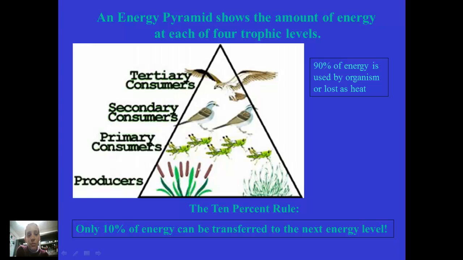So we start with producers, these plants. Only 10% of the energy produced by these plants is going to be transferred to the grasshoppers. Only 10% of the energy available in the grasshoppers will be then transferred to these birds. And only 10% of the energy in the birds is going to be transferred to this hawk. That is known as the 10% rule. And what that rule does is it actually helps to create balance within an ecosystem, and I'll explain why.